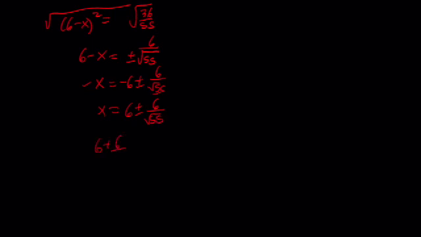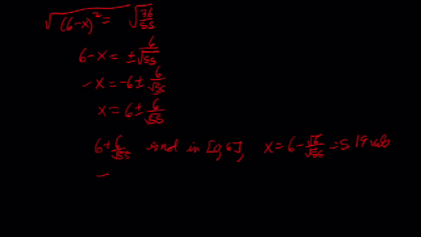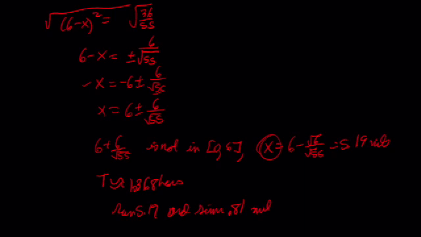Now, since 6 plus 6 over the square root of 55 is not in our domain, which was from 0 to 6, our critical point is going to be 6 minus 6 over the square root of 55, which equals about 5.19 miles. And so our time that we're going to be traveling is about 1.368 hours. And we run 5.19 miles, because that's what x represented, and swim 0.81 miles.